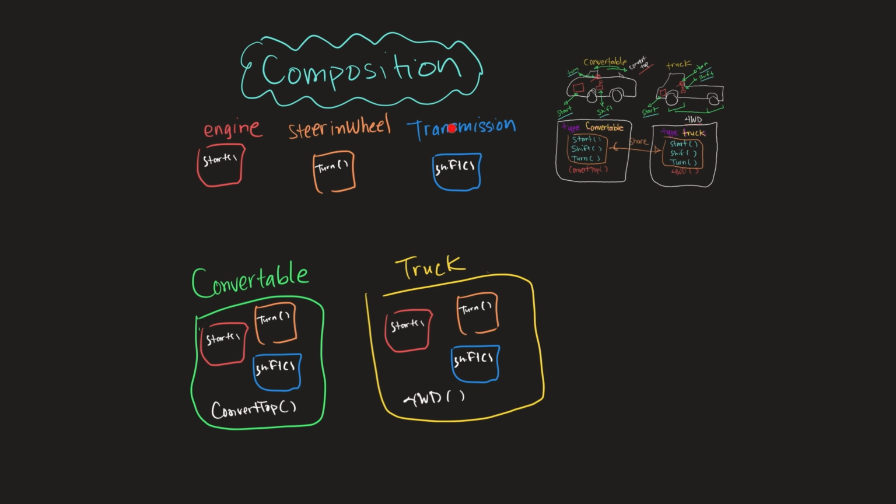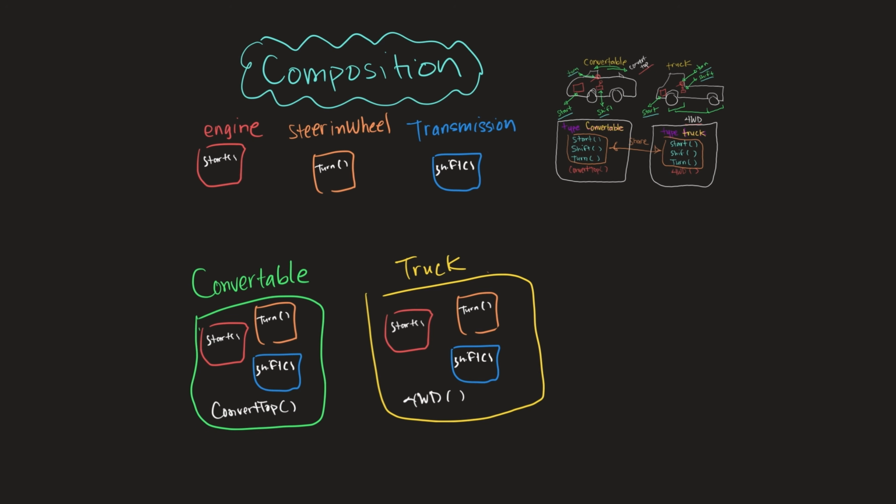Now, the benefits here should be pretty obvious. So now, if we make any changes to transmission, like say we want to change the way shift is implemented, like the behavior of the shift functionality, that's going to propagate down to any component that embeds that particular transmission component. And the same thing for steering wheel. If we want to alter the way turn functionality works, it's going to propagate down to whatever component embeds the steering wheel component. So it's a composition of individual components to create something in particular. And that's what composition is.